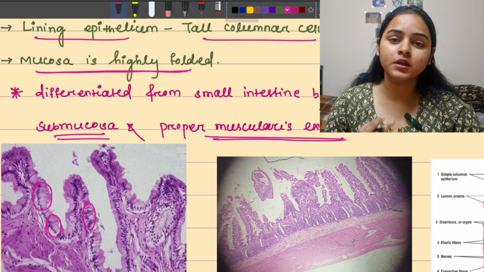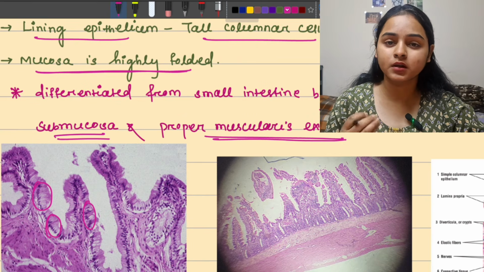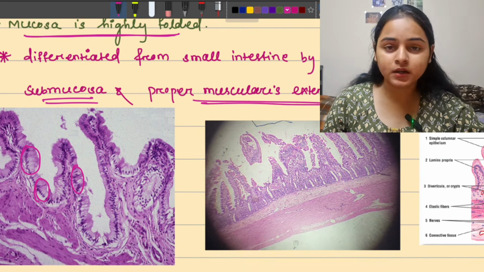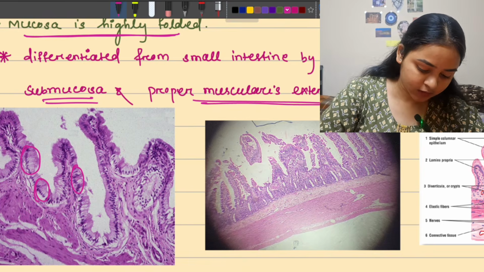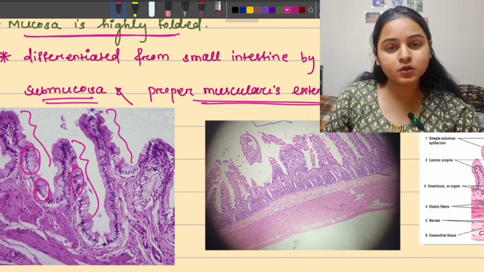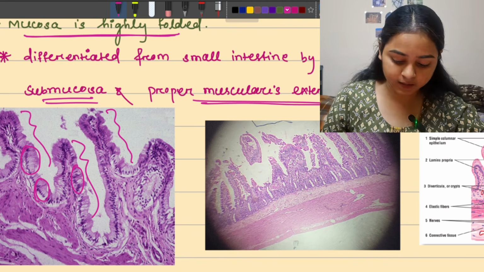जितना अच्छे से columnar cell गॉल ब्लैडर में दिखता है ना, उतना अच्छे से कहीं किसी और स्लाइड में नहीं दिखता. So you can easily appreciate the tall columnar cells, and you can see the mucosal folds. These are highly folded mucosa. So this may give rise to the appearance of villi.